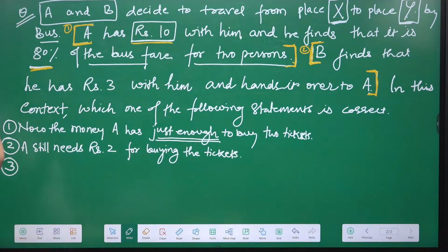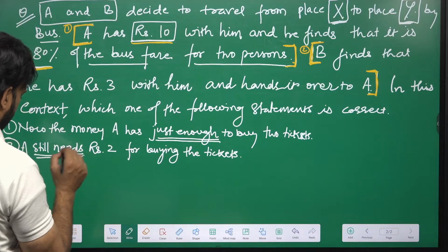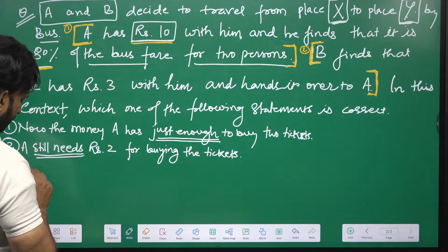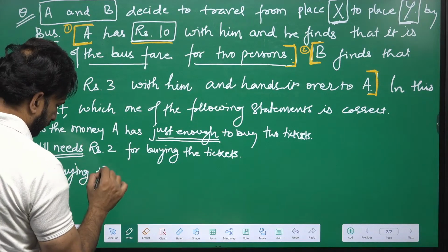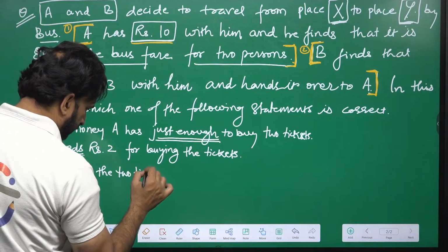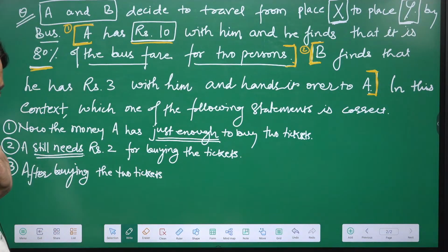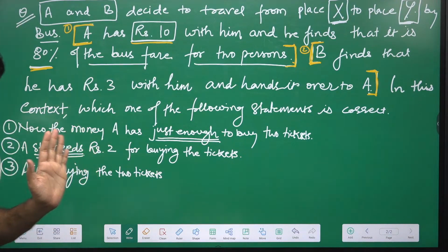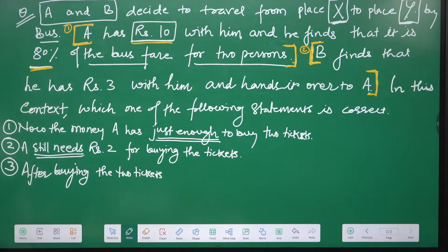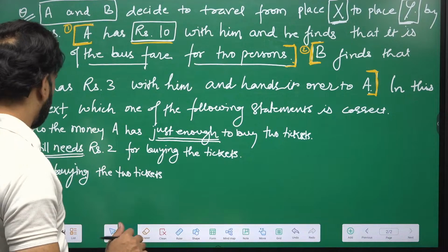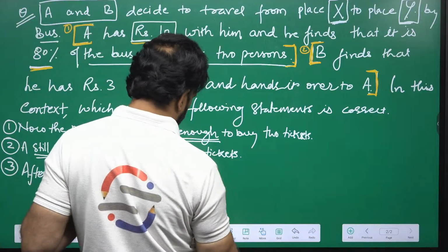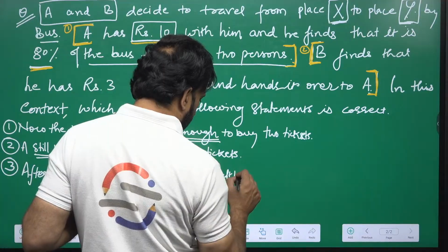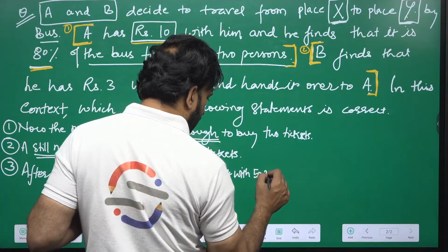Statement 3. After buying the 2 tickets, A will be left with 50 paise.